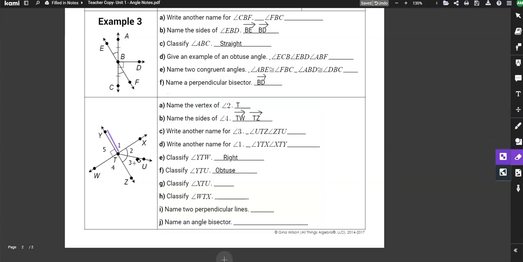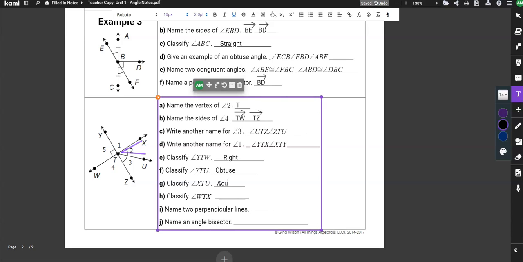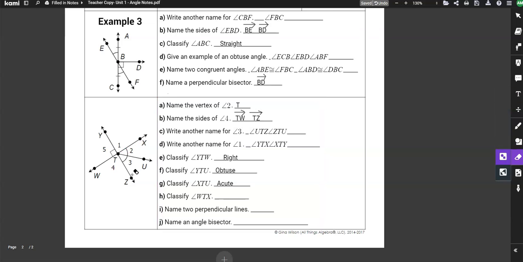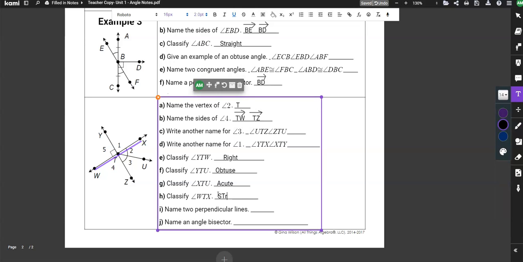Up next, we are going to examine angle XTU, which is right here. And like I said just a moment ago, that's an acute angle. It happens to be 45 degrees. We can tell because it is a bisected right angle. And WTX is going to be a straight line. So we call that a straight angle.